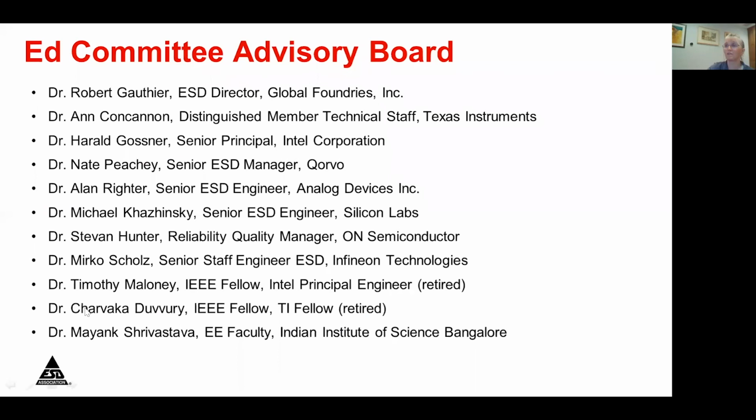And then just to acknowledge the Education Committee Advisory Board. There's a bunch of us from across many different companies who've contributed to the education material that's included in this.